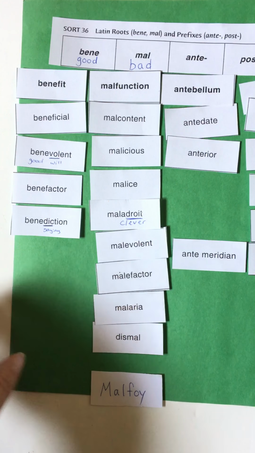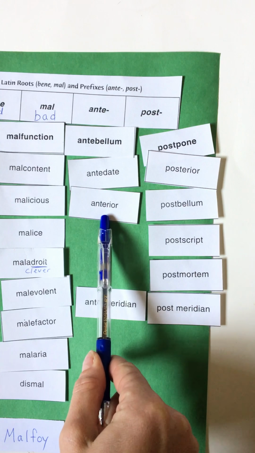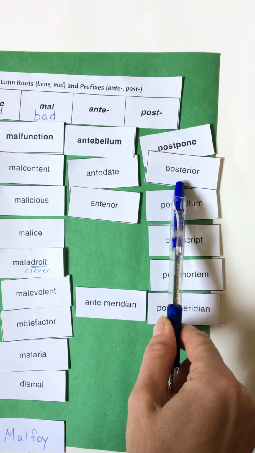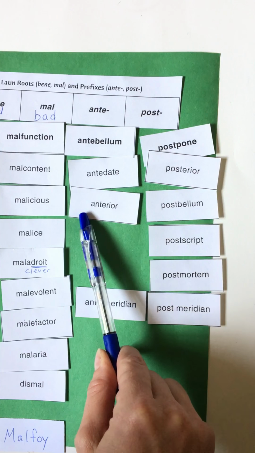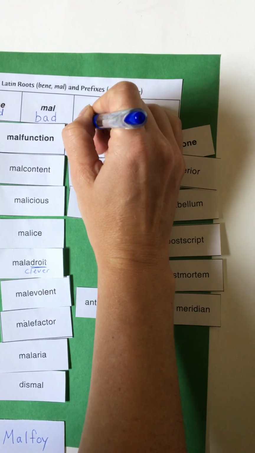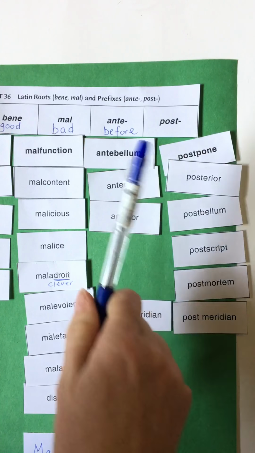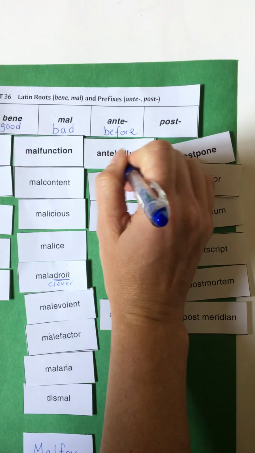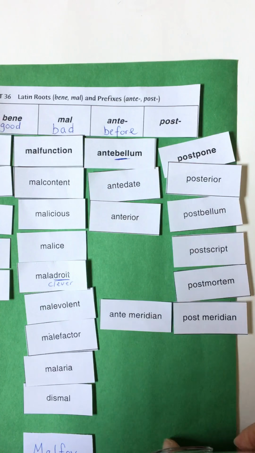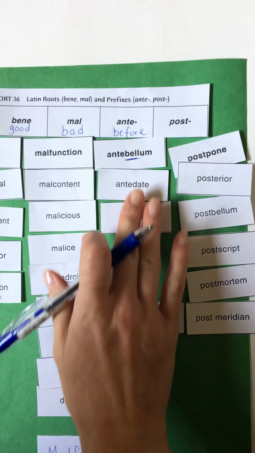Let's see our ante. What does that mean? This is probably the one you recognize the most. The anterior as opposed to the posterior. So again, these are opposites. So this one means before. This antebellum usually means before a war. In America, we would say before the Civil War, things that happened before that. Antedate and anterior.